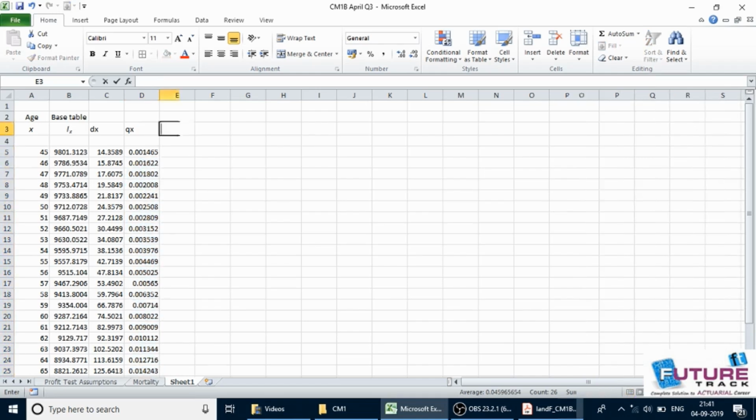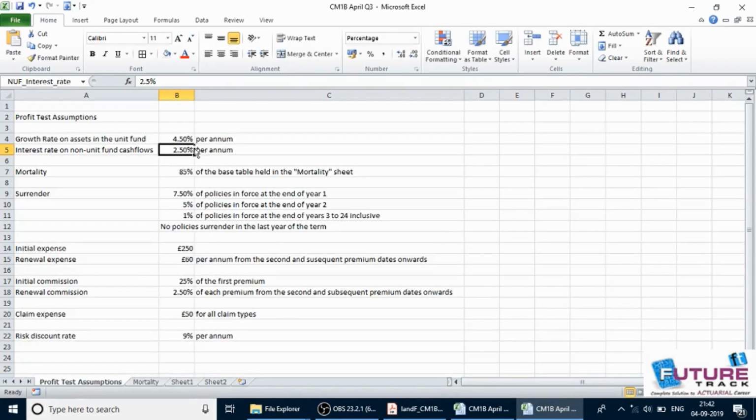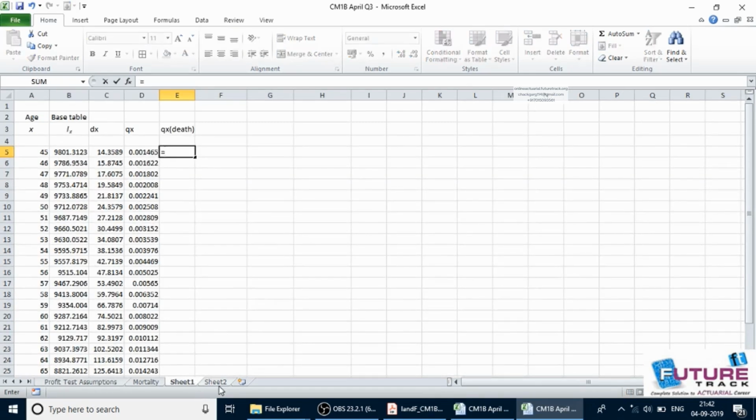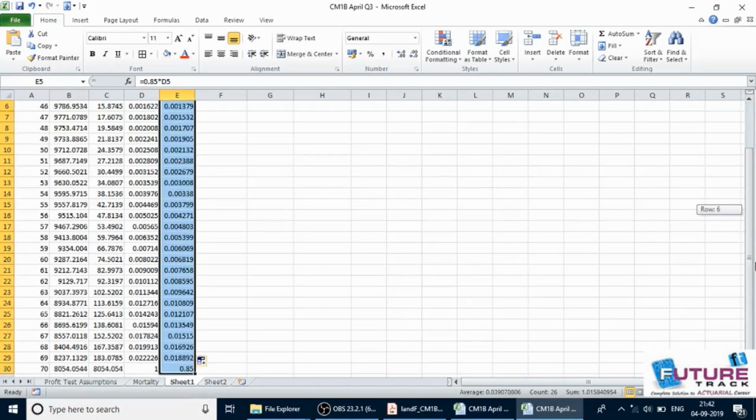Fine. To find qxd, so qxd we have been given in the profit assumption, it is 85% of the mortality base table. So it is 0.85 of this that we got. Double click this. This is my qxd, the independent rate of death.